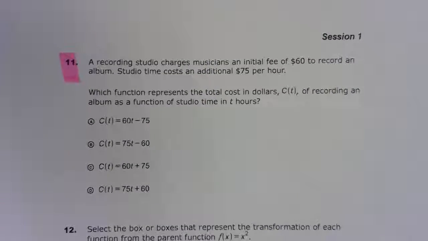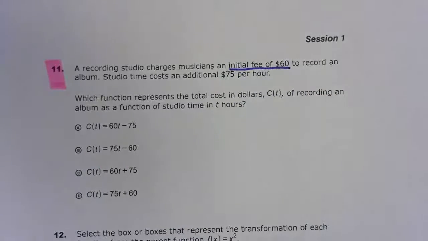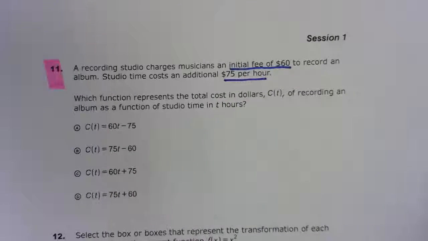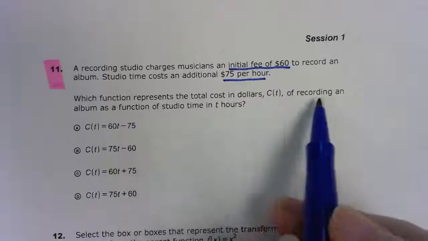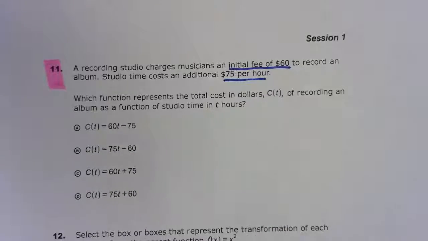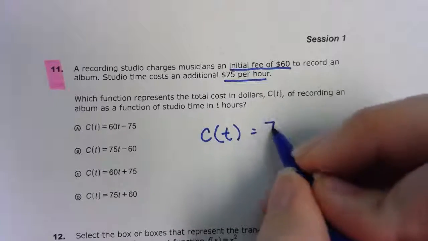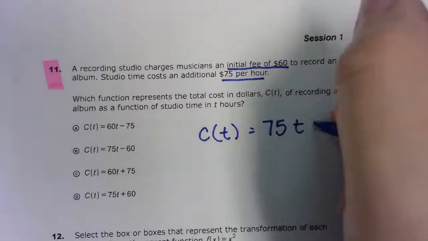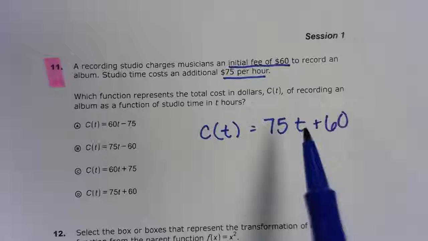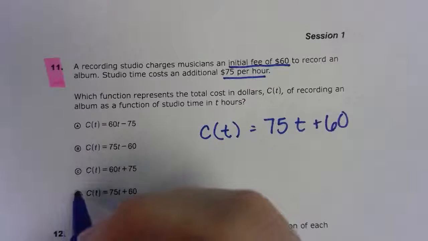A recording studio charges musicians an initial fee of $60. Remember, initial fee, you're only going to pay that one time to record an album. Studio time costs an additional $75 per hour. Which function represents the total cost in dollars, C of t, of recording an album as a function of studio time in t hours? So it's going to be C of t equals the $75 per hour plus the initial fee of 60. We're adding to what they have to pay because it's total cost here. So that would be 75t plus 60, which would be D.